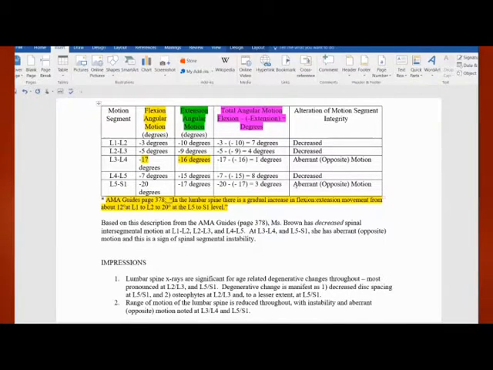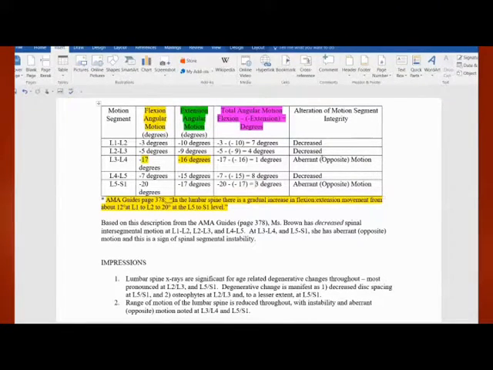Now again, what if we miscalculated or misdrew our angular lines? This number could come in close to 0, possibly depending upon how the measurements are done. Again, consistent with the AMA guide's description of complete loss or near complete loss of angular motion. So again, representative of significant loss of motion in segment integrity. So we have all of our findings. We have our conclusions over here.